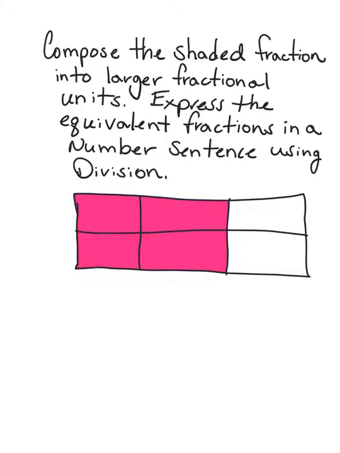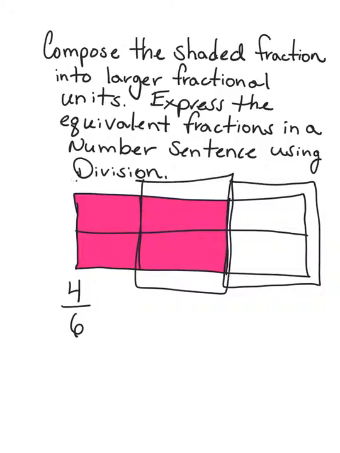Just like we have been doing, if we notice that this area model has been broken up into 6, 1, 2, 3, 4, 5, 6, and 4 are shaded in. So we have a fraction of 4/6. But we want to break this up. So if we look over here, we have a section here, a section here, and a section here, which makes it into thirds.